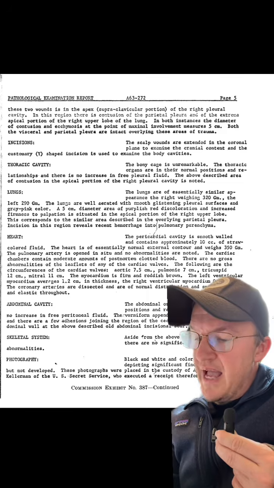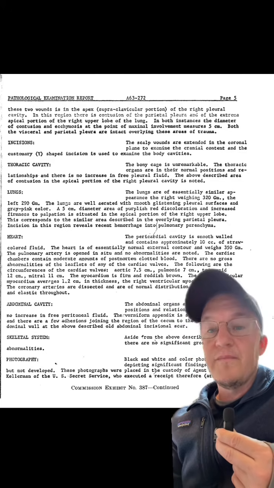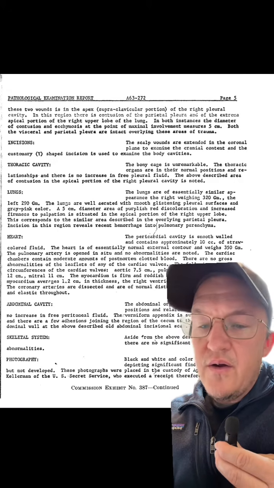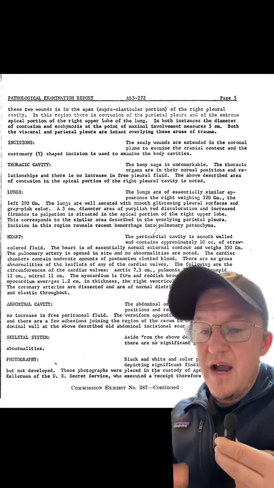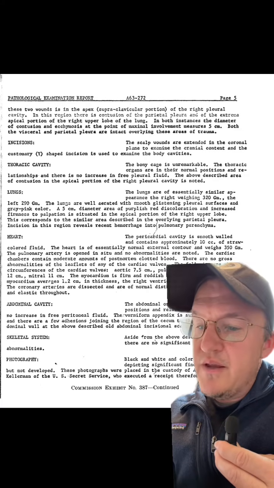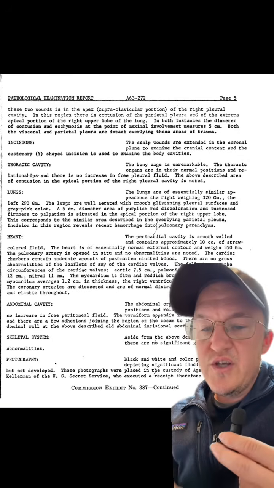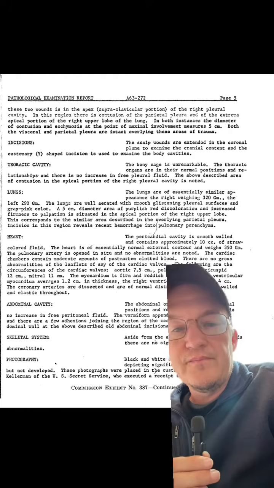And then finally, he has a section here where he says photography. Black and white and color photographs depicting significant findings are exposed but not developed. These photographs were placed in the custody of Agent Roy H. Kellerman of the U.S. Secret Service, who executed a receipt therefor. Rentgenograms are made of the entire body. Those are x-rays of the entire body and of the separately submitted 3 fragments of skull bone. These are developed and were placed in the custody of Agent Roy H. Kellerman of the U.S. Secret Service, who executed a receipt therefore.